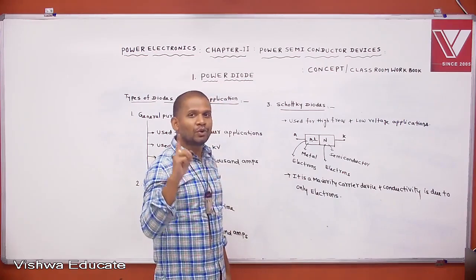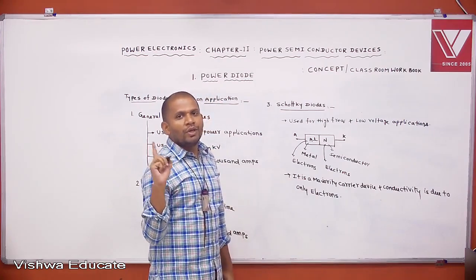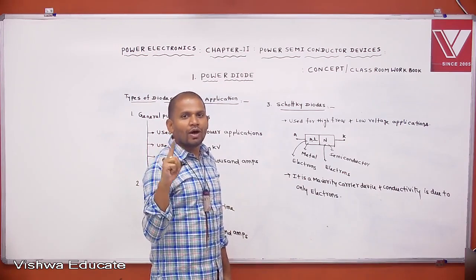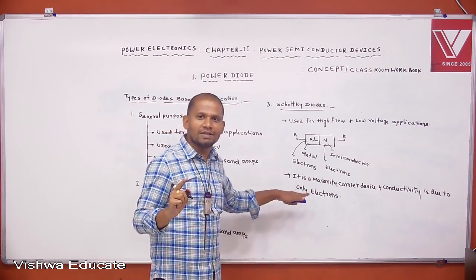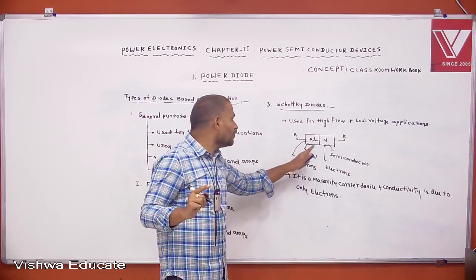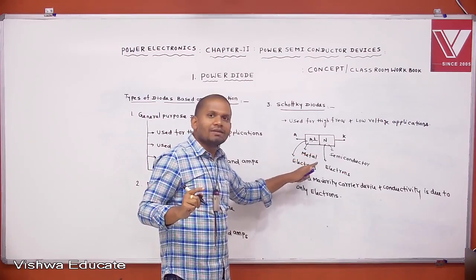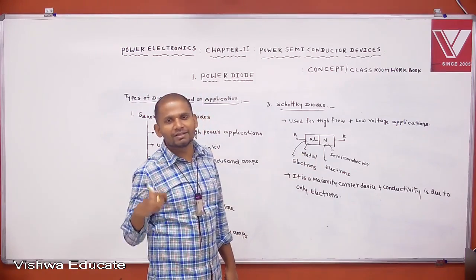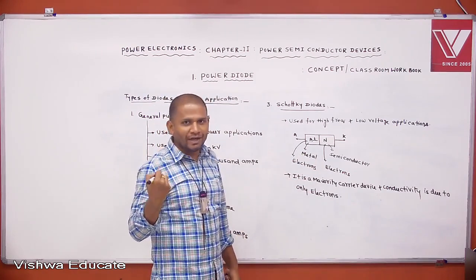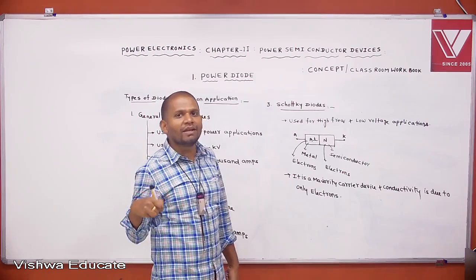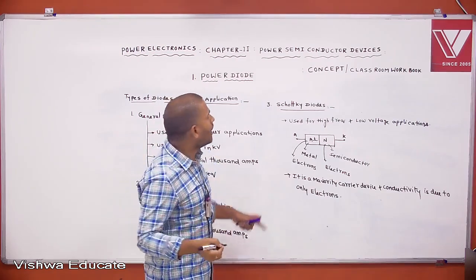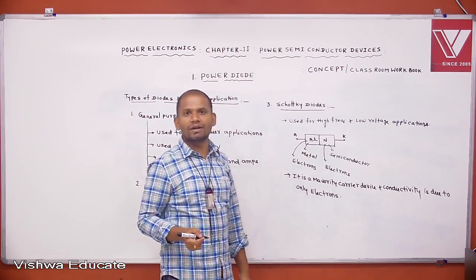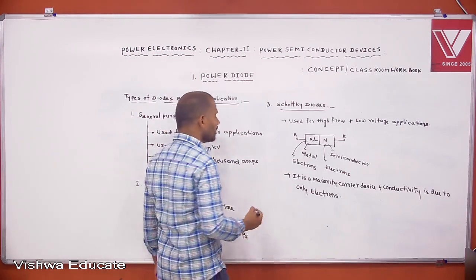This is satisfying, I told. All unipolar devices are used for high frequency applications. This is the reason. Because of the aluminum metal layer, the minority charge carriers are less. When the minority charge carriers are less, the reverse recovery time is less. When the reverse recovery time is less, it is used for high frequency applications. This is exactly what a Schottky diode is.